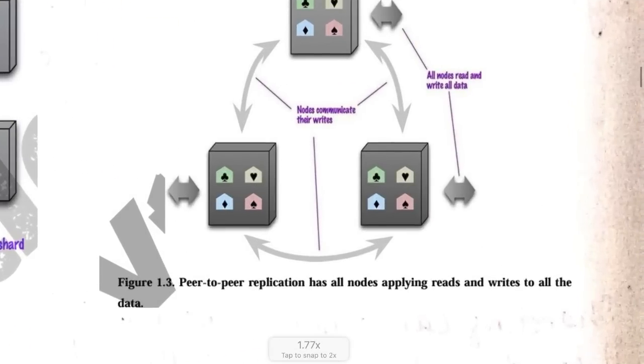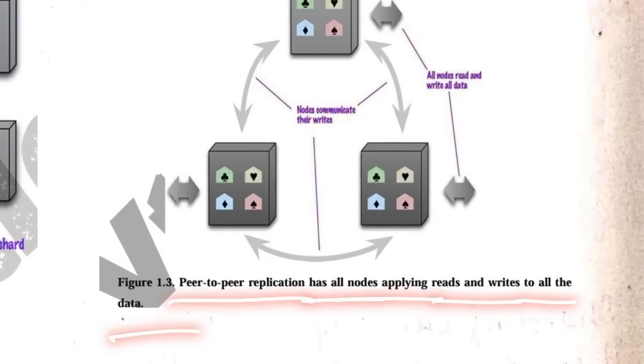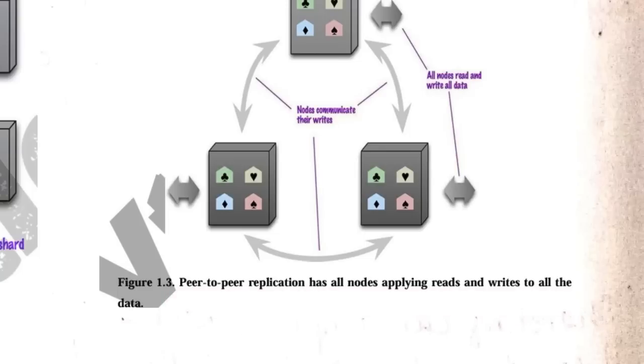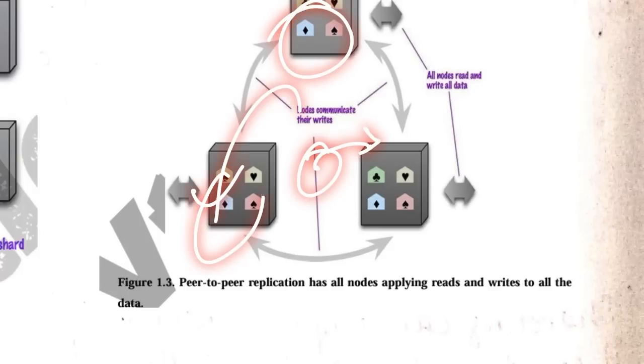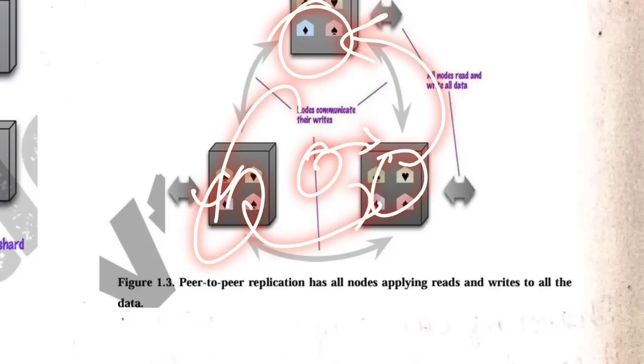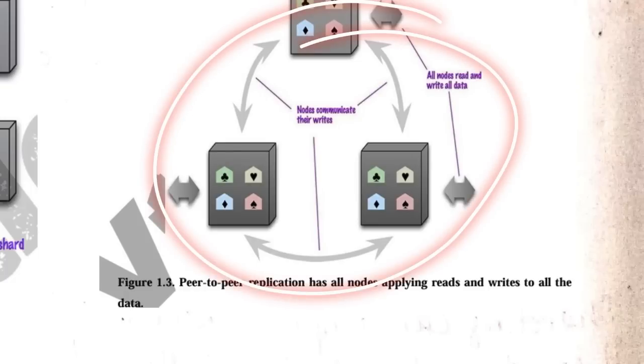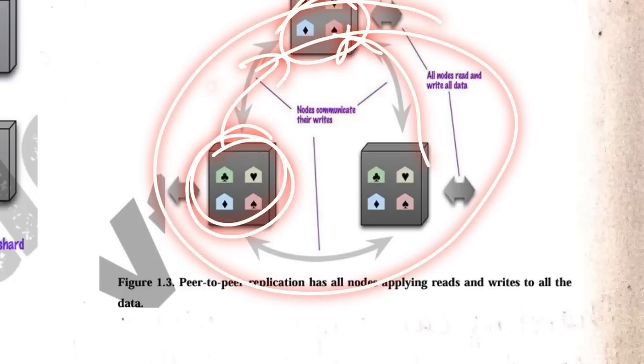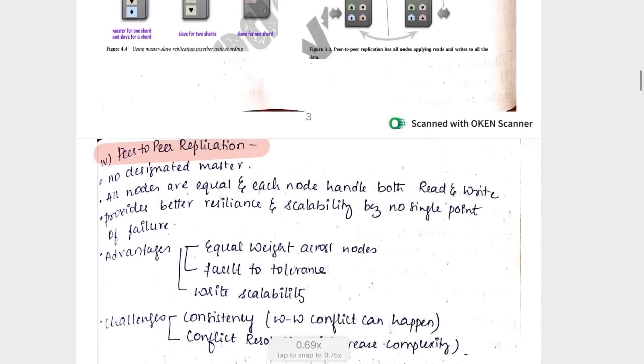Right. So if you see this figure, it's about peer-to-peer replication that has all nodes applying read and write operations to the data. If one node fails here, other nodes in the cluster can continue to operate. This will ensure that the data remains accessible. If this node fails also, the data could be accessed another way if this connection fails. So that is one of the advantages of peer-to-peer connection.